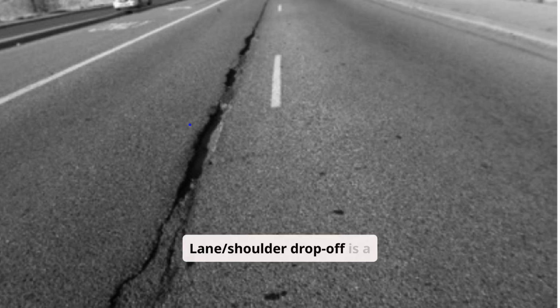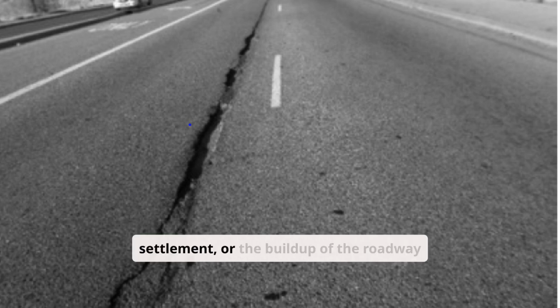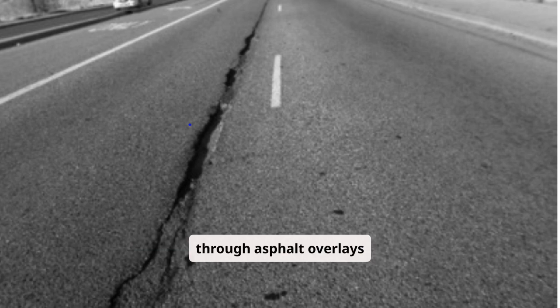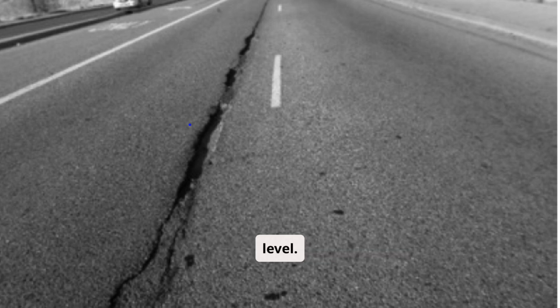Lane shoulder drop-off. Lane shoulder drop-off is a difference in elevation between the pavement edge and the roadway shoulder due to shoulder erosion, shoulder settlement, or the buildup of the roadway through asphalt overlays without adjustment of the shoulder level.